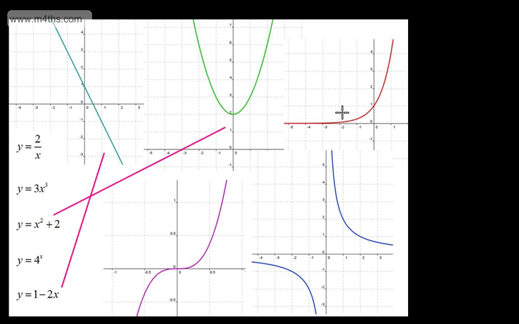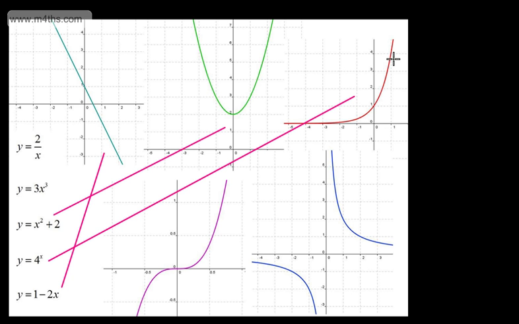This now is an exponential graph. So this is modelling now exponential growth. This is going to be of the form y = aˣ. So it's going to be y = 4ˣ. And if we look at that now, we can see that when x is 1, y is going to be 4.